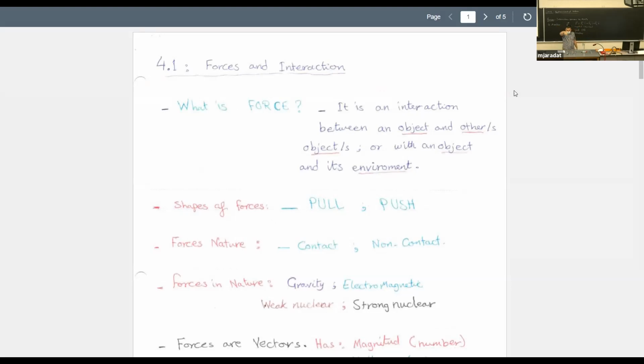Will it go down until it touches the table surface? What makes it stop and not go down? The surface. So the surface now gives a force against the gravity on this object. How can we understand this?